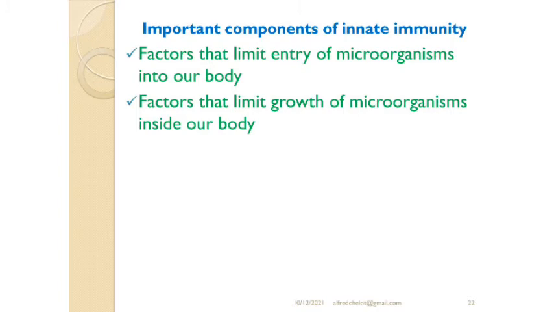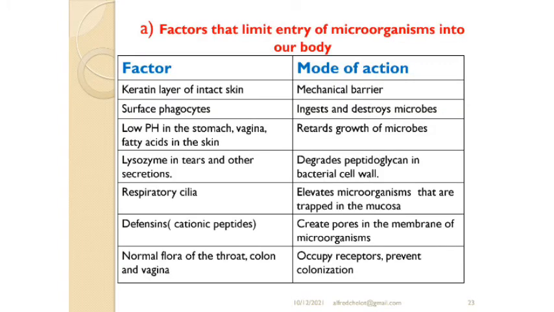So next we will discuss important components of innate immunity, and this one we are going to discuss under two subtopics. Number one, factors that limit entry of microorganisms into our body, and number two, factors that limit growth of microorganisms inside our body. So we shall start with factors that limit entry of microorganisms into our body. We shall be looking at the factors and their respective modes of action.